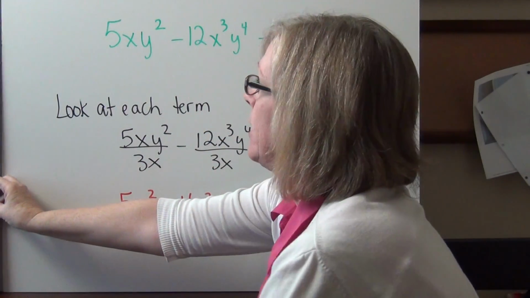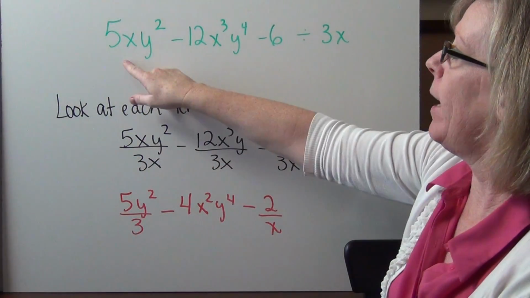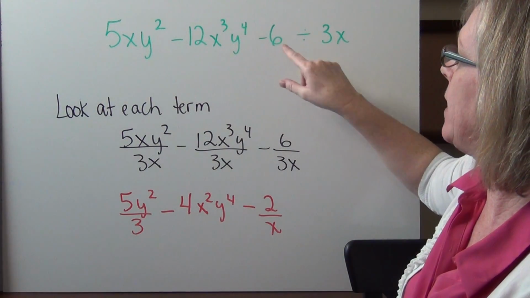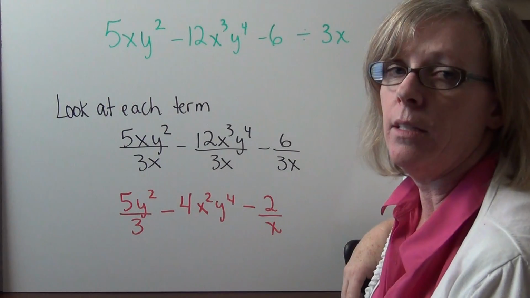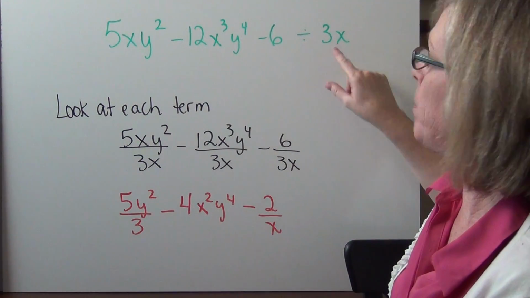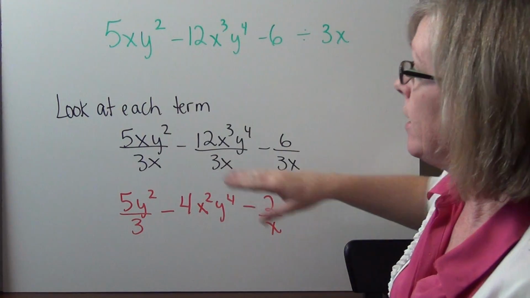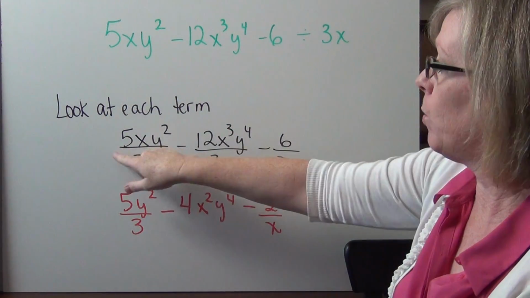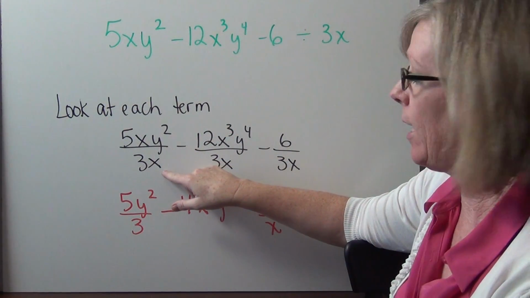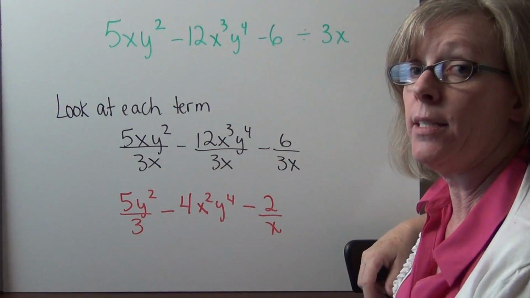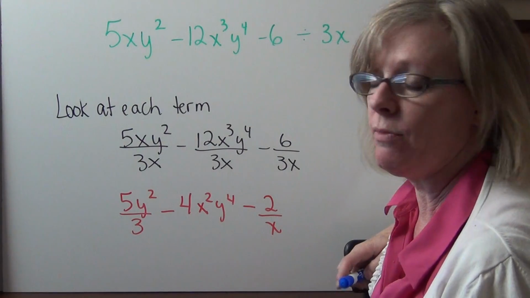So let's take a look at an example here. Now I have 5xy squared minus 12x cubed y to the fourth minus 6, divided by 3x. Looks very complicated, but the bottom line is all I need to know is, does 3x go into each of these terms? So I'm going to look at them all individually. I'll write the first term and put the 3x down here. The second term, put the 3x, and the third term, put the 3x, and see how I can simplify those.